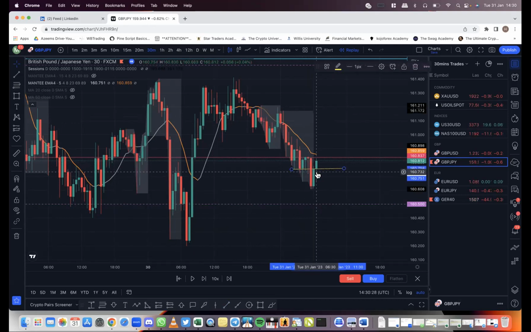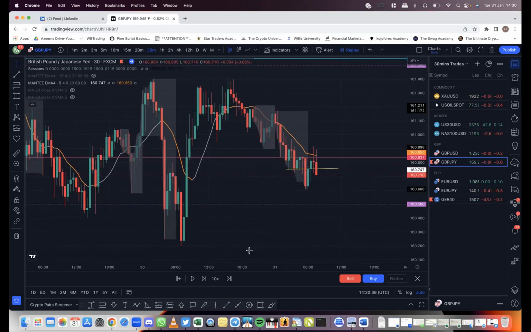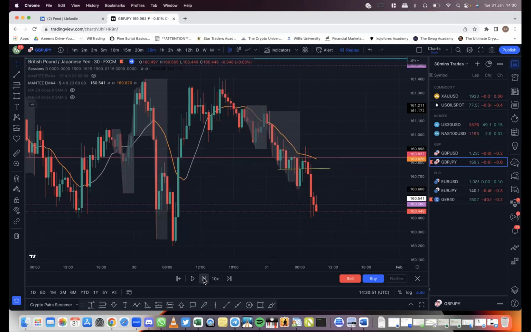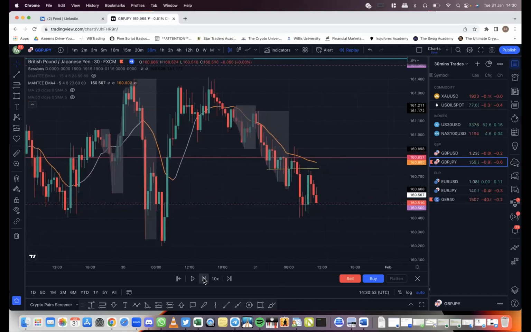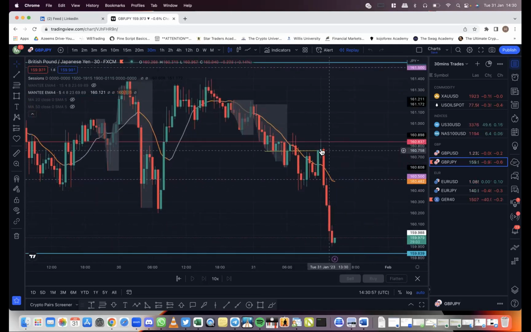So what time was it? This is 6:30, and it breaks. Oh, it gives us a weak candle, but it didn't break. This is what broke it. So now we've broken this downtrend straight away. That is exactly what has to happen. And then it will come back and retest and then keep going.